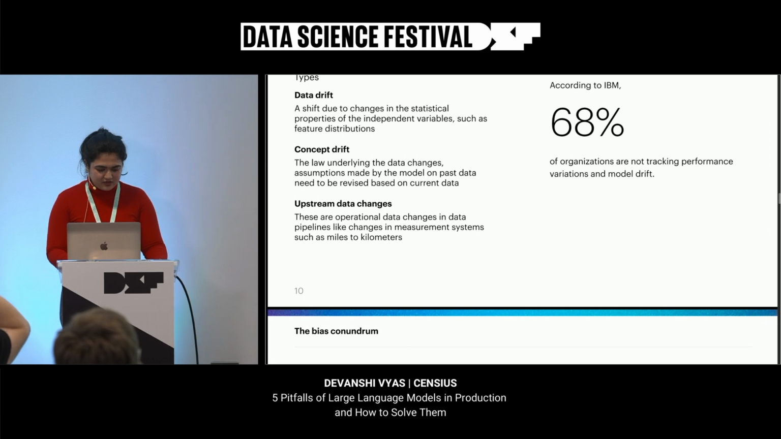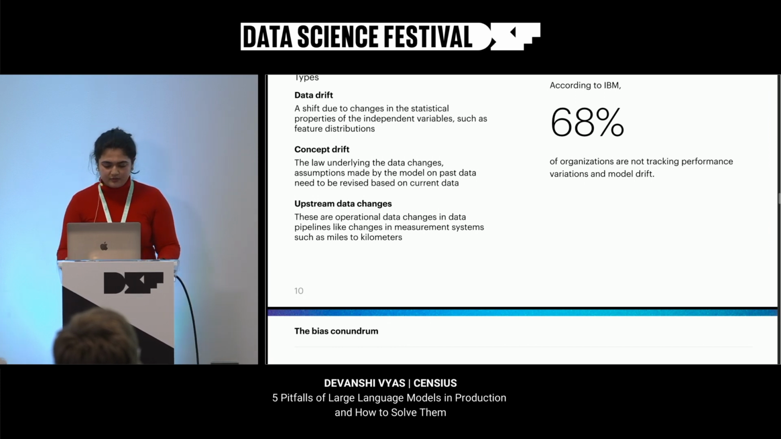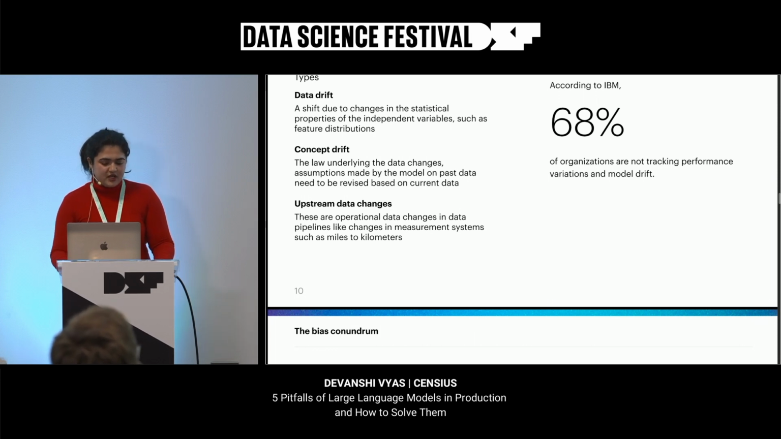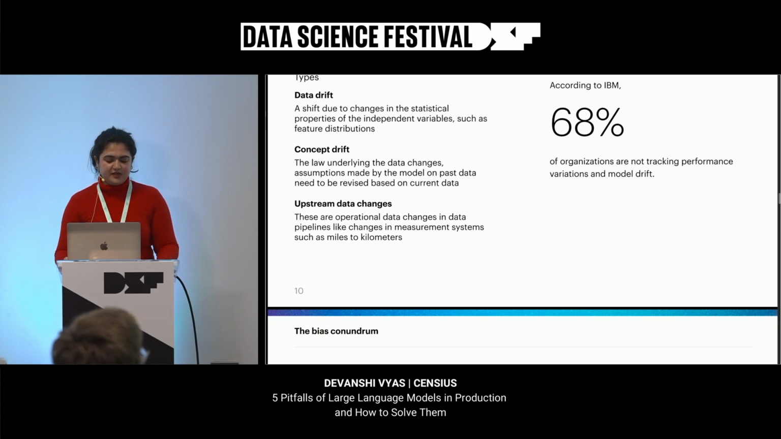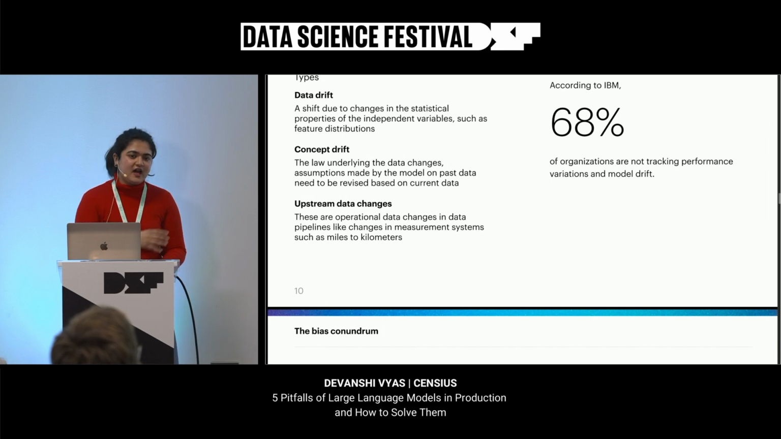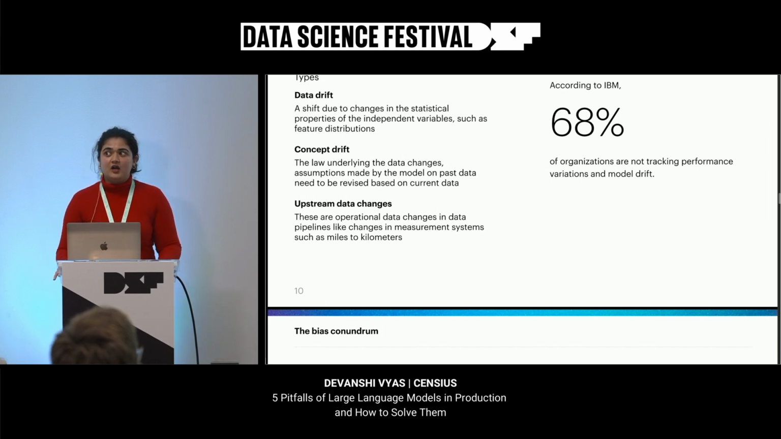So there are three kinds of drift that we see. So one is data drift, which can be observed due to changes in the statistical properties, such as feature distributions. The second is concept drift, where the law underlying the data changes, and so assumptions that the model initially had have to be updated. For example, the FDA basically has a list of items labeled generally regarded as safe, which is called GRAS. And a lot of times new data comes out. For example, aspartame is the latest one, where there are new findings with respect to it being a potential carcinogen.